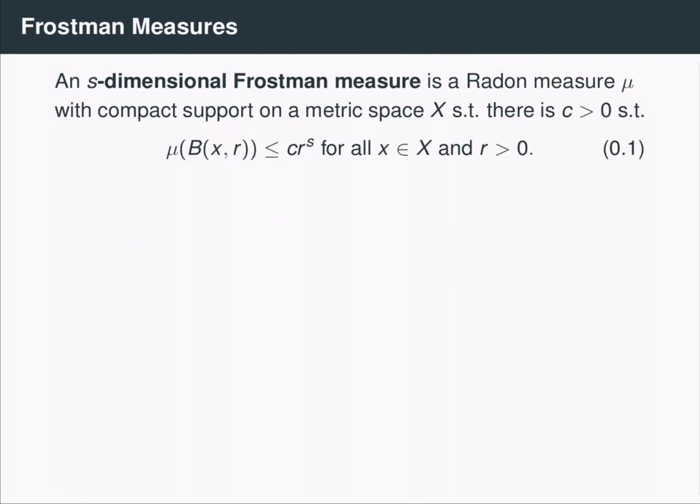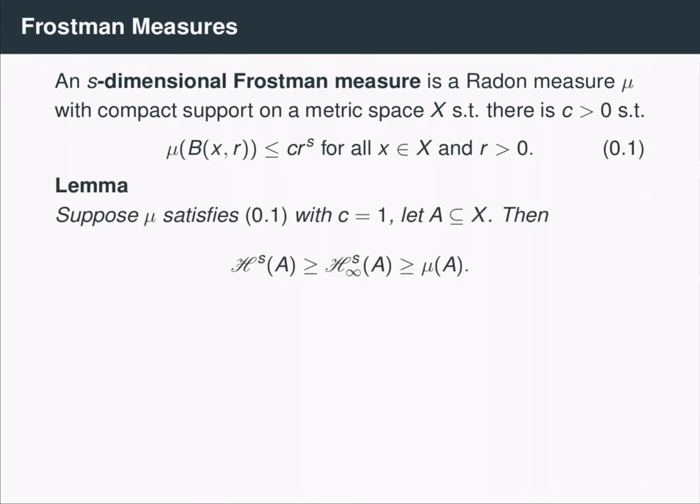Now, estimating the Hausdorff dimension of a set from below is a little trickier to do by hand. What's easier to do is to show the existence of an s-dimensional Frostman measure. This is a Radon measure with compact support, such that the measure of any ball is at most a fixed constant times the radius of the ball to the power s. The connection between Frostman measures and Hausdorff measure, and hence Hausdorff dimension, is given by the following lemma.